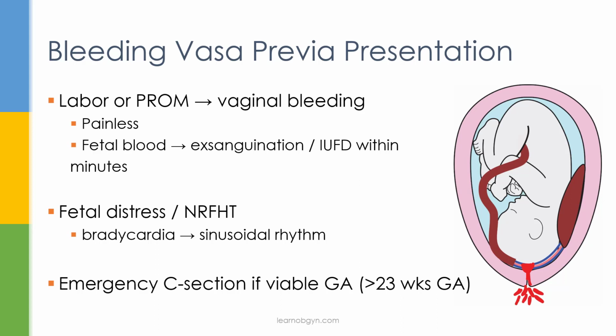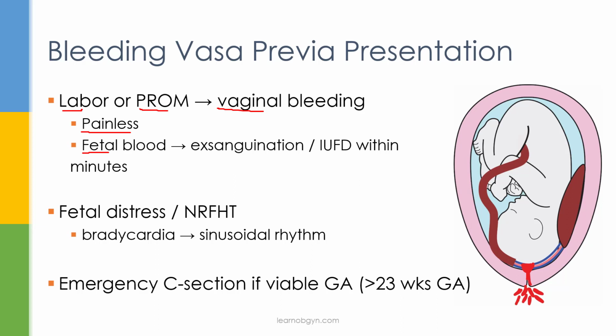If someone presents with bleeding in the setting of Vasa previa, this can be a very chaotic presentation. Typically what happens is there's some sort of inciting event, whether it's labor or rupture of membranes, and then there's vaginal bleeding. Usually this is brisk, bright red vaginal bleeding. This is painless bleeding. Remember, placental abruption is painful, placenta previa is painless, and vasa previa is also painless. And the source of the blood is fetal blood. Usually it's coming straight from the umbilical artery.